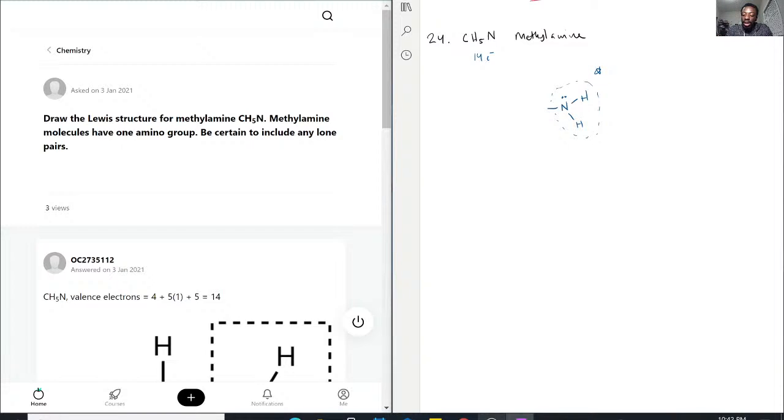So let's go ahead and draw it out. So based on the information we were given, we have C and N. Those two are going to be in the middle.